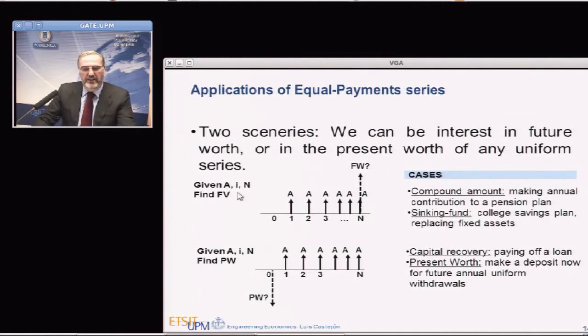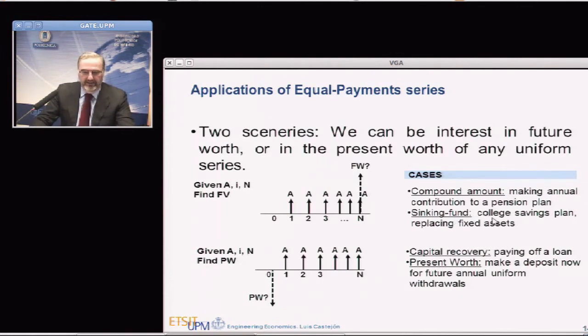Applications, you see here, for example, the equal payment series, the compound factor, the case of compound amount. So you save or deposit in your account every year, what will be the future value? So this is making an annual contribution to a pension plan. So if I want to retire with 100,000 euros, how much do I have to save every year from today, if the interest rate is 3% and I have 20 years ahead until that retirement?